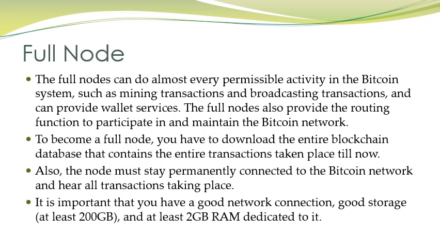So the first type of node is the full node. Full nodes can do almost every permissible or possible activity in the Bitcoin system. A full node can do the mining of transactions. A full node can do the verification of transactions. Full nodes can broadcast transactions. A full node can provide the wallet services. The full nodes also provide the routing function. The full nodes can also propagate a block in the Bitcoin network. So the full nodes provide the routing function to participate in and to maintain the Bitcoin network.